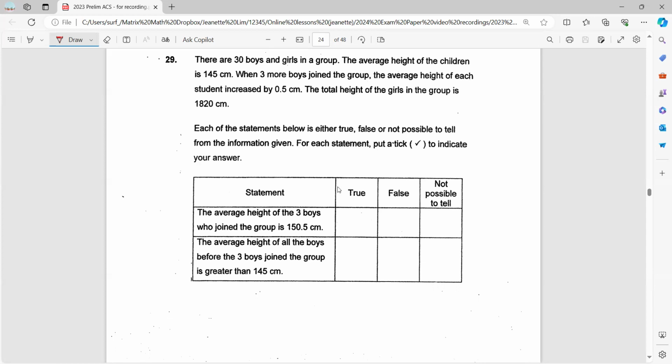Okay, let's find the total first. Total of 30 boys and girls. So 30 times 145 is 4350. Then the total of 33, because 3 more join, will be 33 times the new average, which is 145.5.